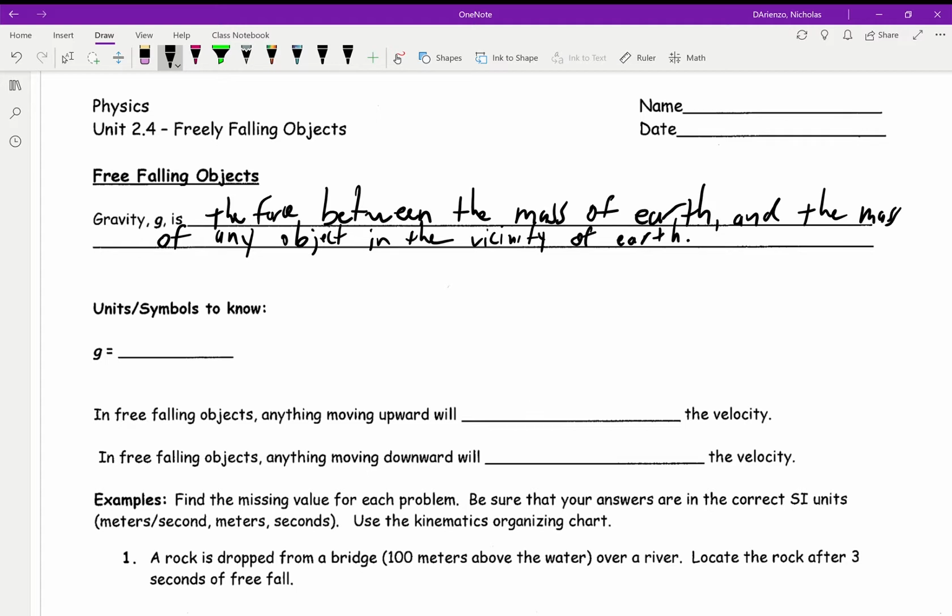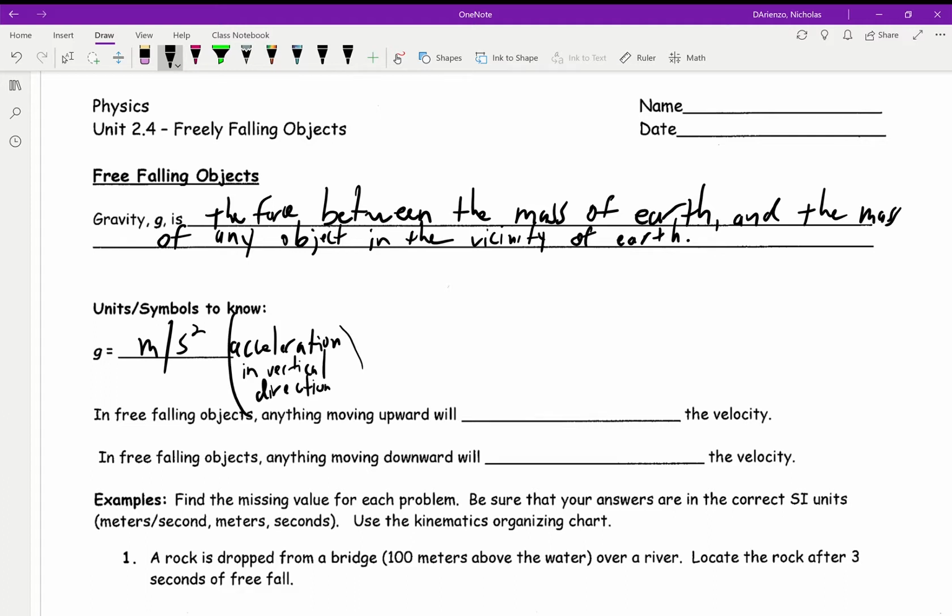The closer that we are to Earth, the stronger the force of gravity is going to be. The farther we move away from it, the lower the force is going to be. But it never actually disappears. It just kind of gets infinitely small. So g is represented with the units of meters per second squared, which means g is also considered an acceleration. And it's going to be considered the acceleration in the vertical direction.